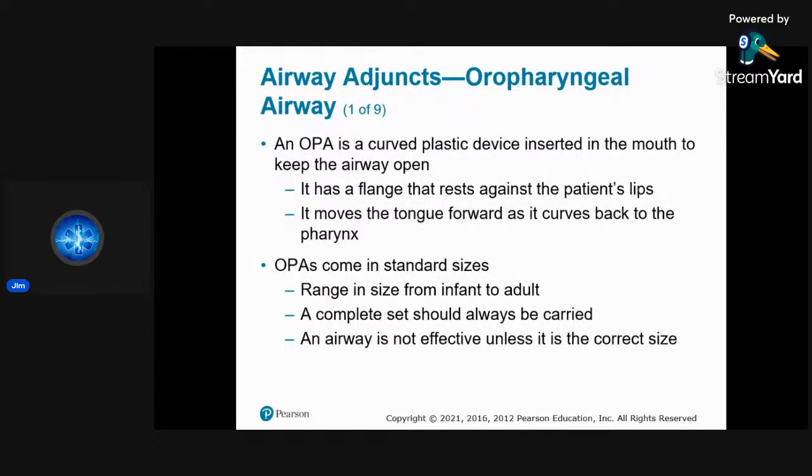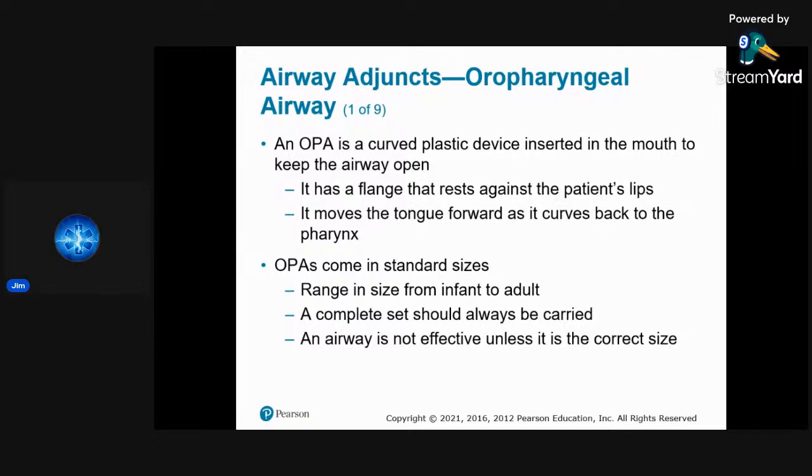The OPA, or oropharyngeal airway, is a curved plastic device that we insert in the mouth. It has a flange at the top of it that will rest on the lips. That's how we know we've seated it proper. What it'll do is it moves the tongue forward and it curves back into the pharynx, so it keeps an open airway.